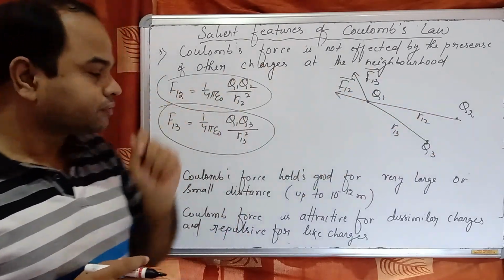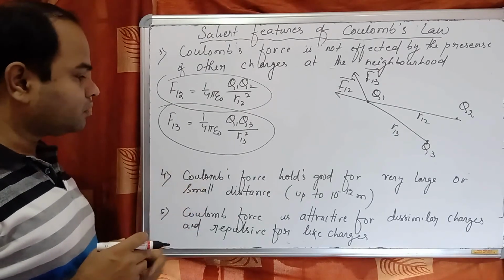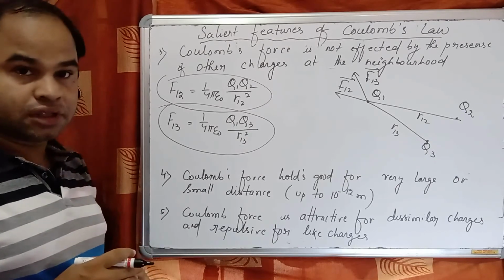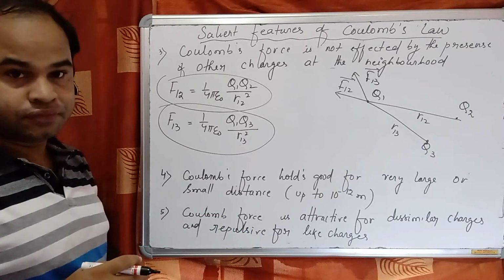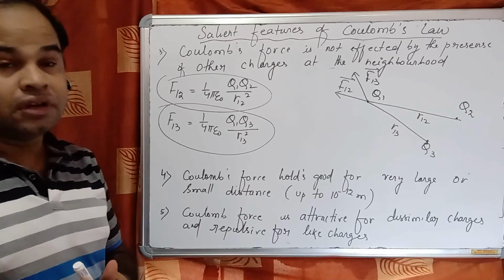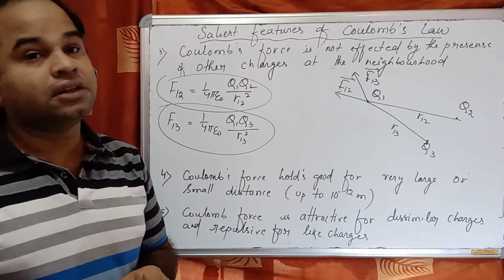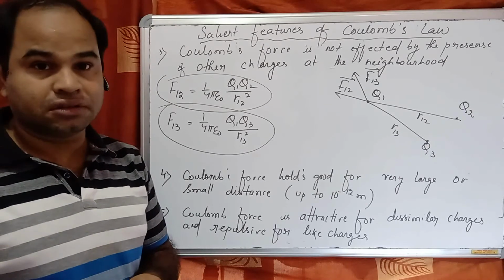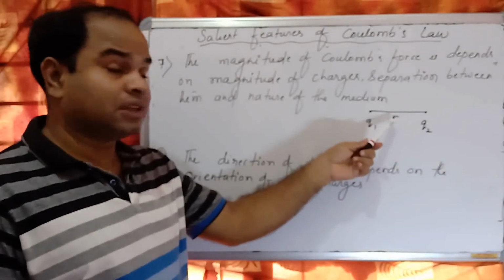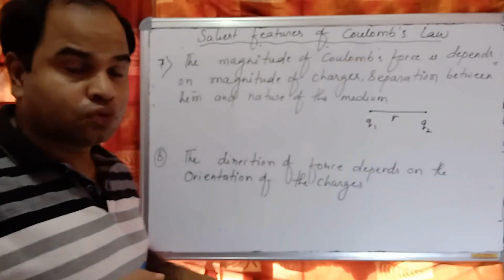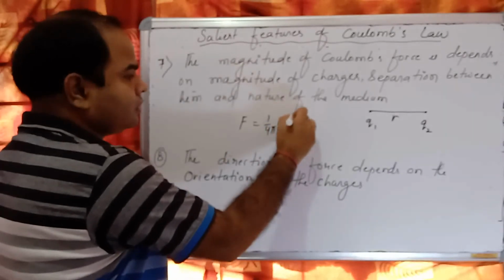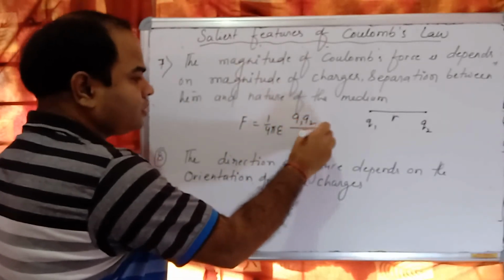Next feature is Coulomb's force holds good for very large or small distances, up to 10 to the power minus 12 meter. And last, Coulomb's force is attractive for unlike charges, and repulsive for like charges. Let us consider two charges Q1 and Q2 separated by distance r in a given medium. The force between them is equal to 1 by 4 pi epsilon, Q1 Q2 by r square.